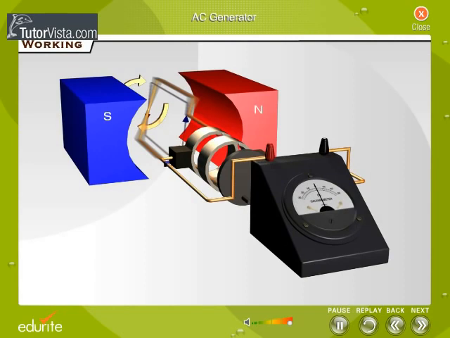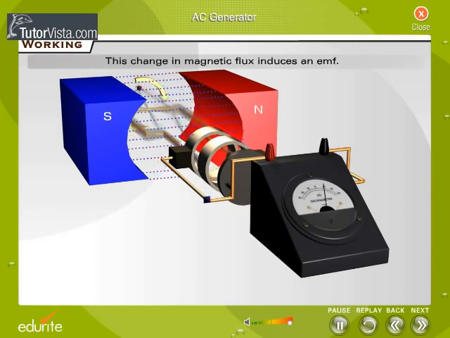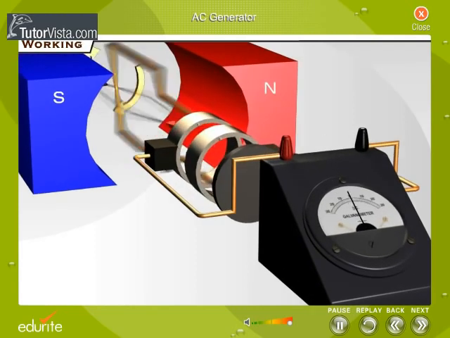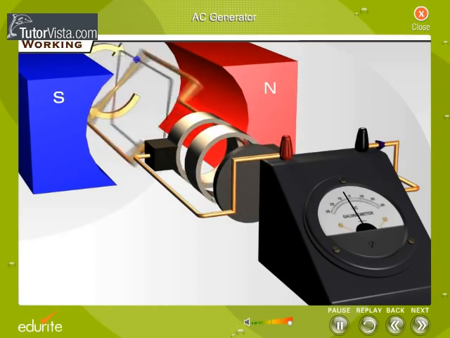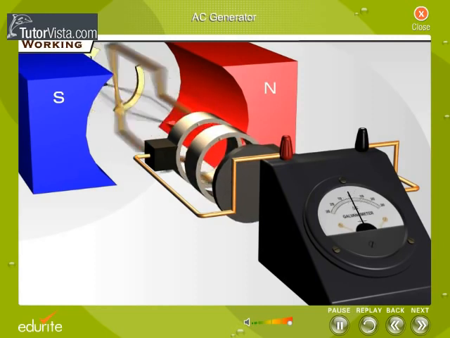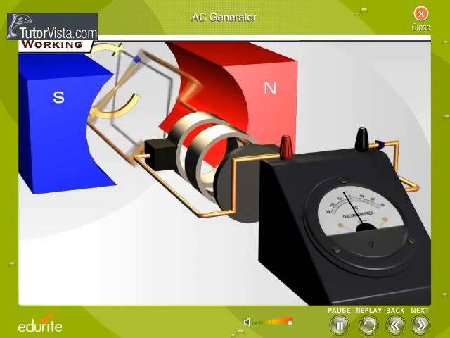Working. As the armature rotates about an axis perpendicular to the magnetic field, it keeps on changing its relative orientation with respect to the field. Thus, the flux keeps on changing continuously with time. This change in magnetic flux induces an EMF. If the outer terminals of the armature are connected to an external circuit, an electric current flows through it. The deflection of the galvanometer needle indicates that an EMF is induced.